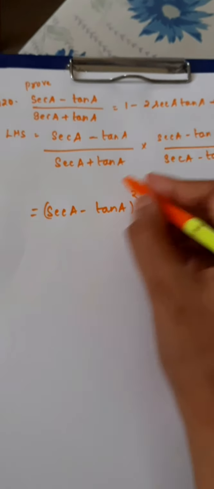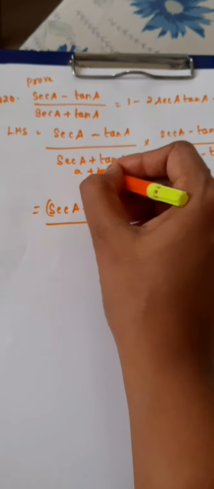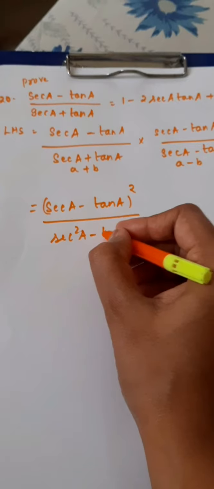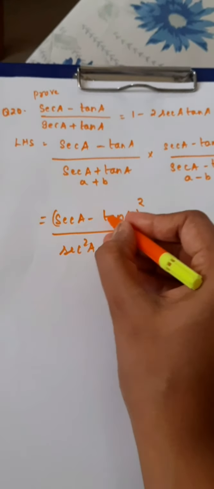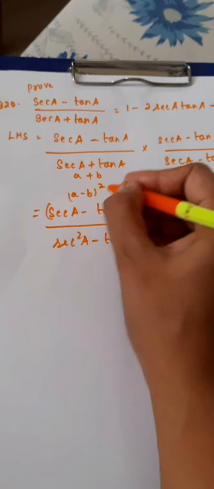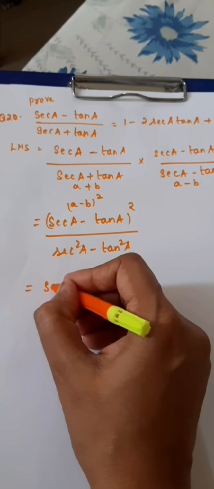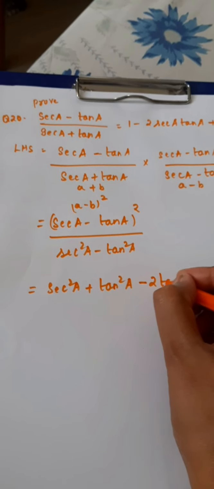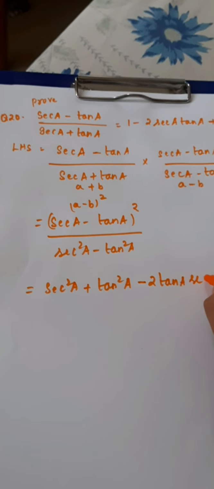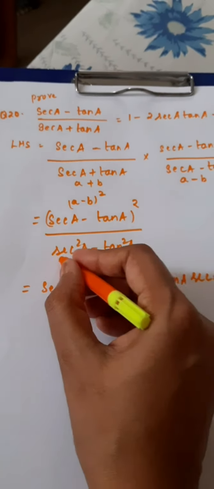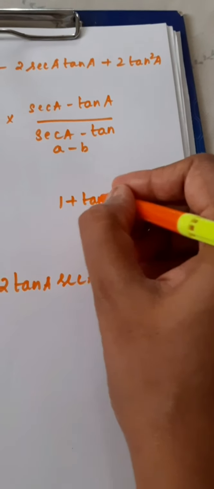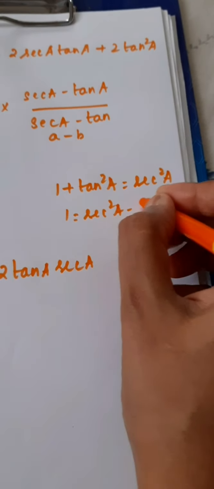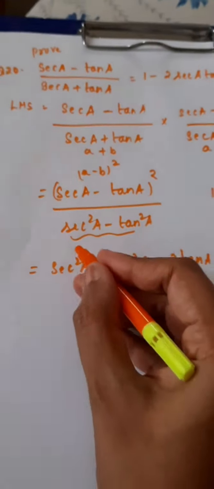by secant, this is again A plus B and A minus B. So A square minus B square. Secant square A minus tan square A. The top numerator is of form A minus B whole square. So secant square A plus tan square A minus 2 tan A secant A, divided by the denominator. 1 plus tan square is secant square. So secant square minus tan square A is 1. So the denominator is 1.